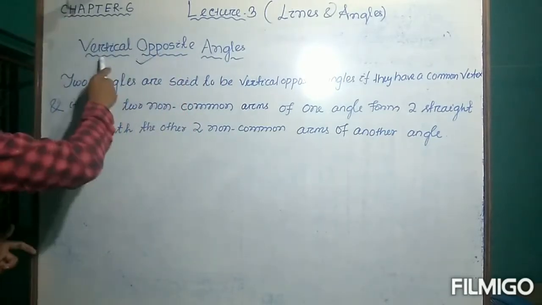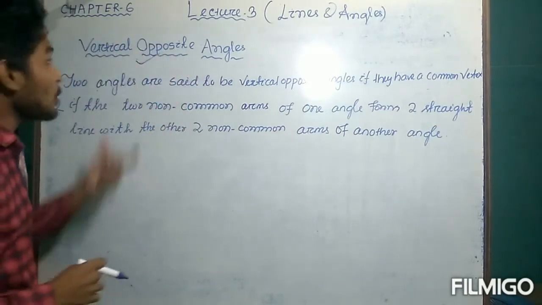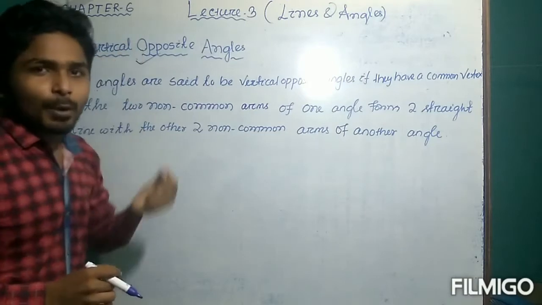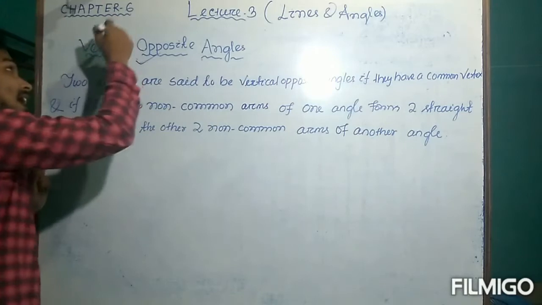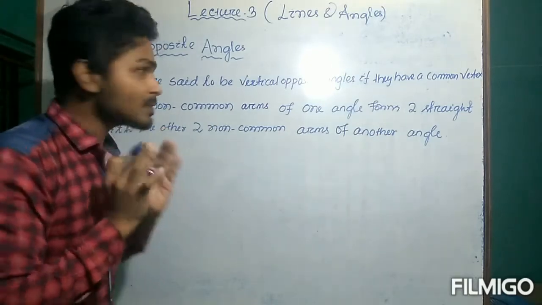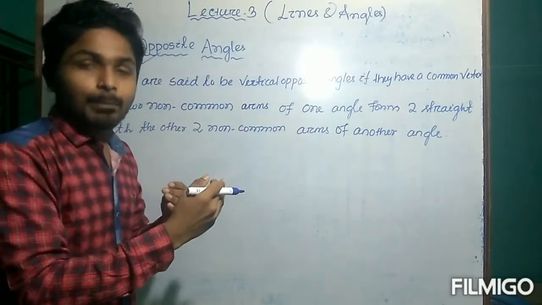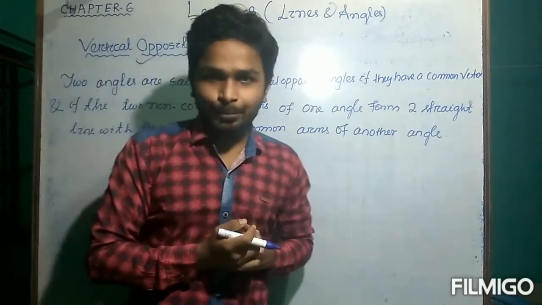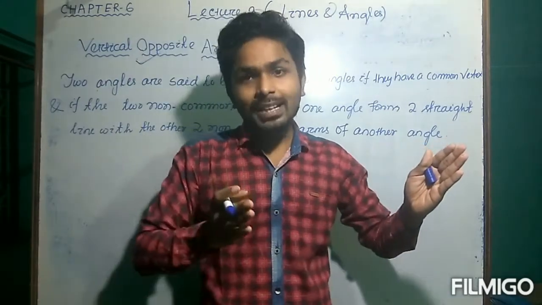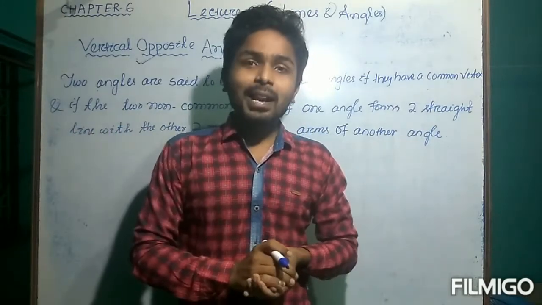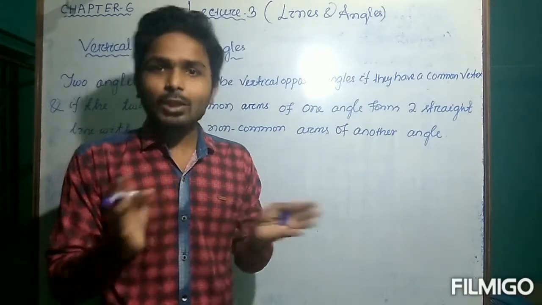You can see there are two terms. One is vertical, another is opposite. The word vertical comes from the word vertex. So here the two angles must have a common vertex. Understood? And the second word is opposite. It means the two angles must be opposite to each other. Opposite means what? If one angle faces towards left, then another angle must face towards right. If one angle faces towards top, then the other angle should face towards down. These are the opposite angles.